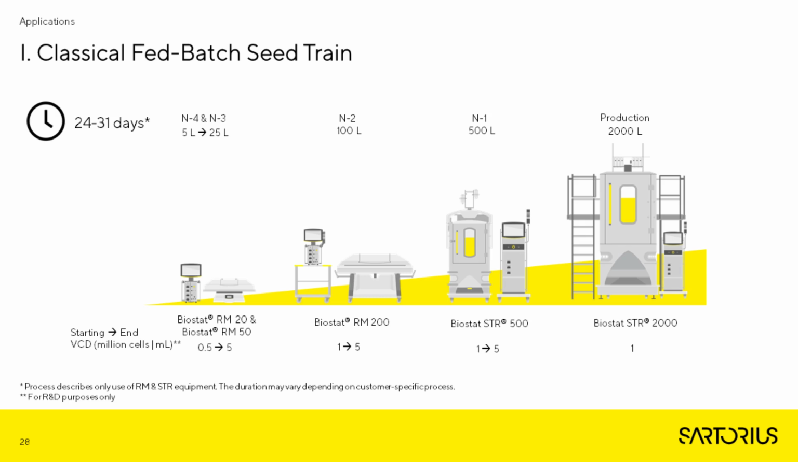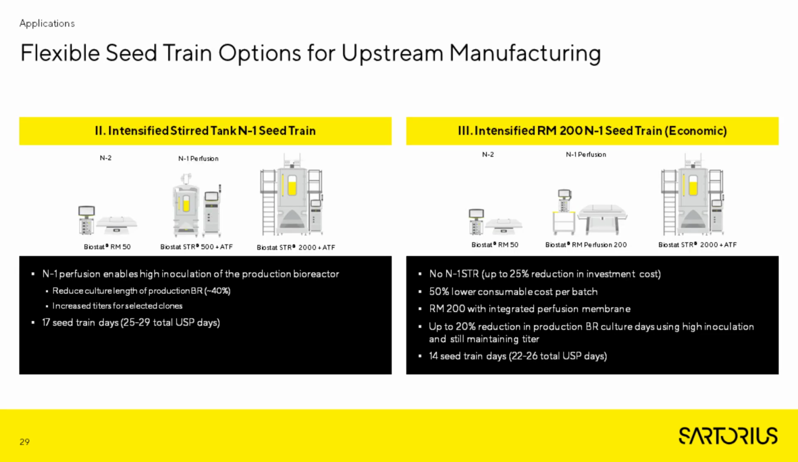And nowadays, a lot of people talk about intensified processes, and there are two different possibilities. Either you intensify with a stirred tank so that you go directly from the rocking motion to stirred 500, and then you inoculate the 2000 from the 500. With this, you can increase the titer for some clones, and you reduce the culture length. Or on the right side, you use the more economic scale, where you inoculate from the RM50 to the RM200, and then from the 200 directly into the 2000 STR. With this, you lower the cost of the consumables because the rocking motion bioreactor is more economic in maintaining and usage, but you maintain your titer.